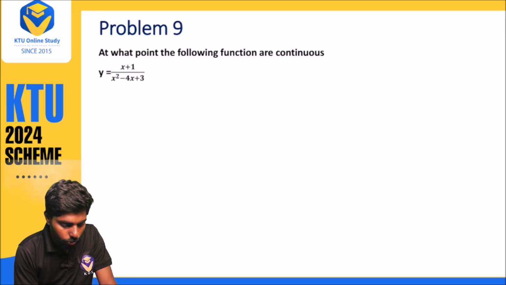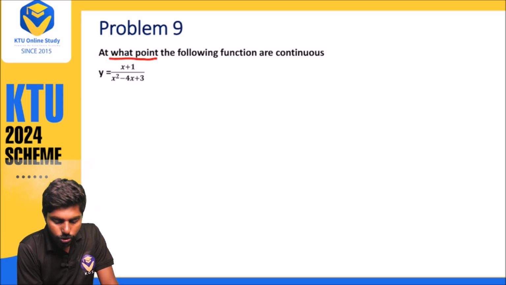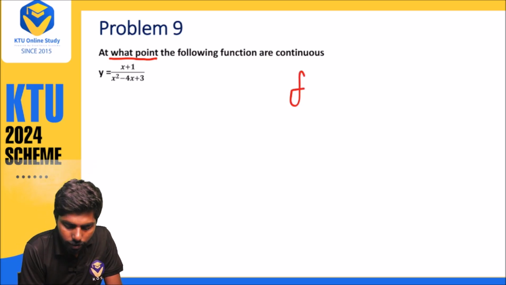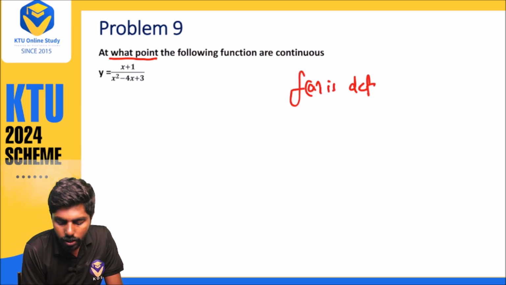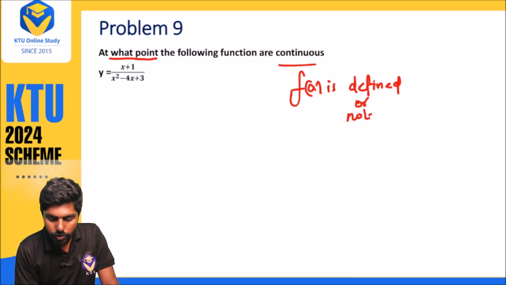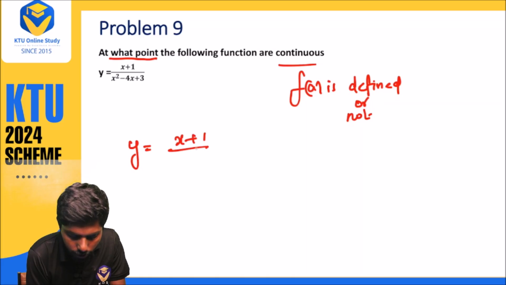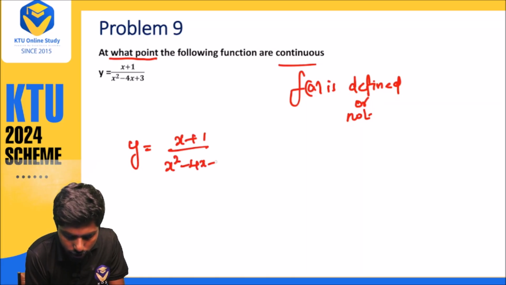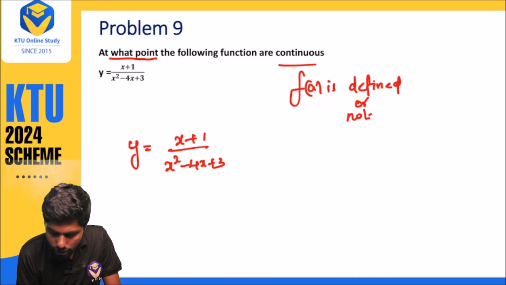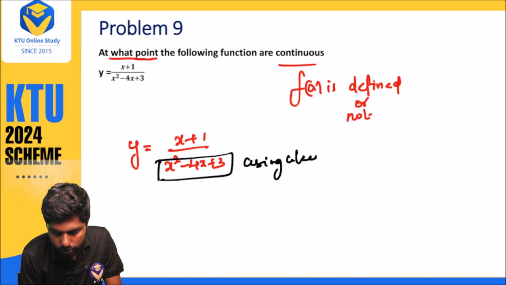So we will go to one more problem. What have they asked? They have asked at what point. When they are asking at what point, it means you want to identify whether f of a is defined or not. That is, they have mentioned it is continuous. The function is y is equal to x plus 1 divided by x square minus 4x plus 3. Using calci, solve this one.